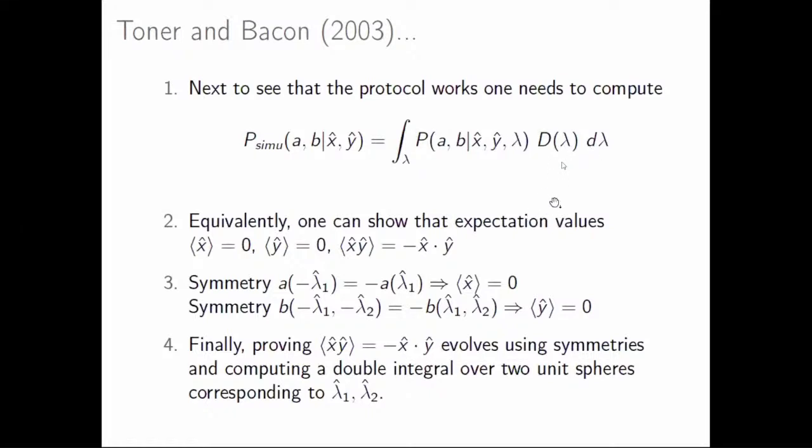Equivalently, one can also show that the expectation of Alice's measurement is 0 in the protocol I discussed above. The expectation of Bob's measurement Y is 0, which should be so for singlet state correlations, and the expectation of the product is -x dot y. One can prove this, to show that the model really simulates the singlet state statistics.